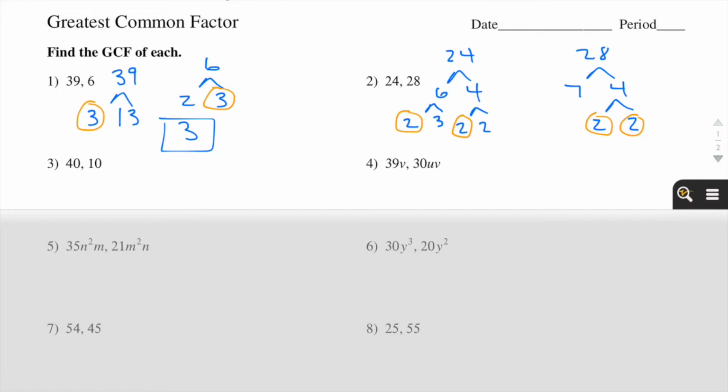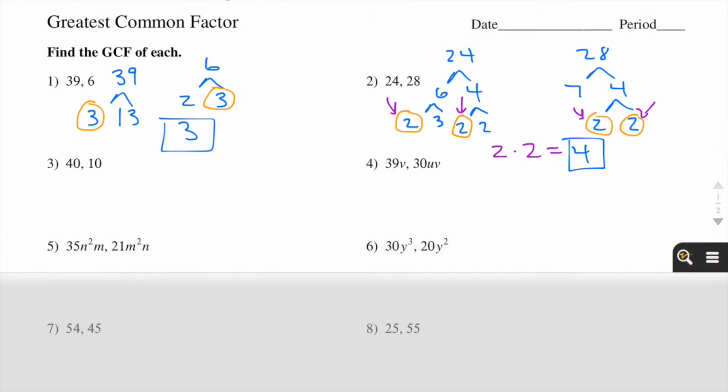So we're going to take this 2, put it in another color. We're going to take this 2 and write it down here, 2 times, then this 2 and this 2, and put it down here, 2. That's it. We're done with that. So when we multiply those, 2 times 2, we end up getting 4 is the greatest common factor of 24 and 28. Okay, let's look at number 3, 40 and 10.